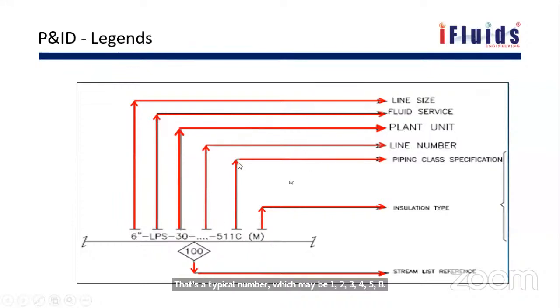Then we'll have the piping class specification, which class it is: carbon steel, stainless steel, everything. Based on the piping material specification document, we'll use this code. Some may have A, some may have B, some may have C. So it will depend upon the company. Then M is the insulation type. So M may be minimum thickness insulation, mineral wool, anything. It will be clearly given in the legends. This is how a typical line number looks.